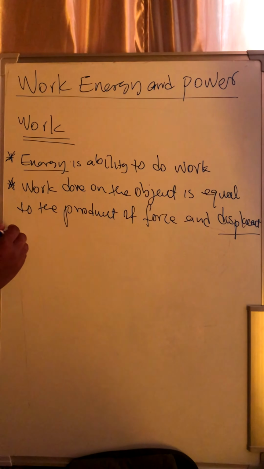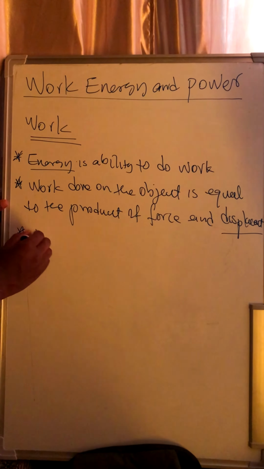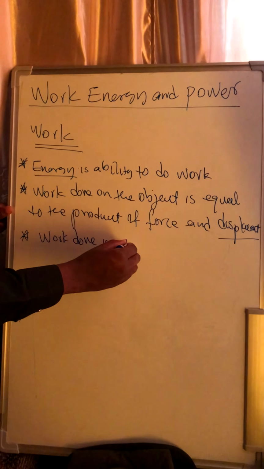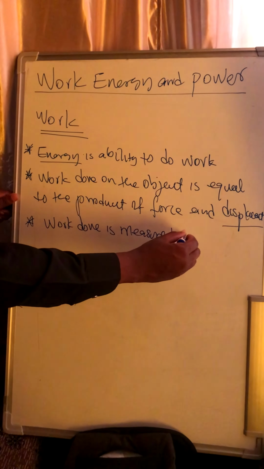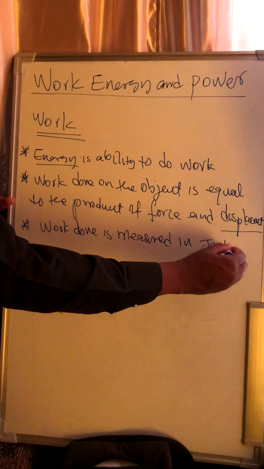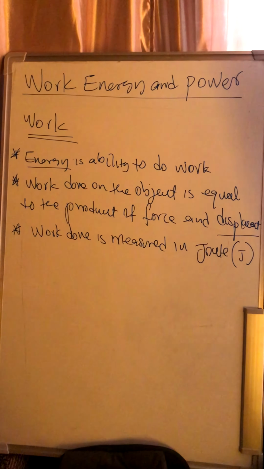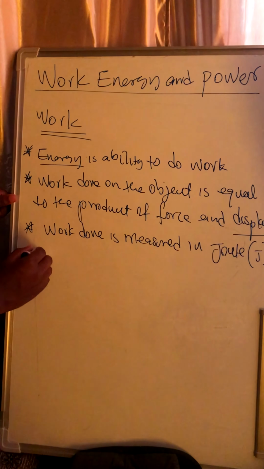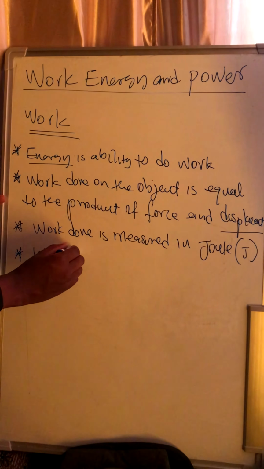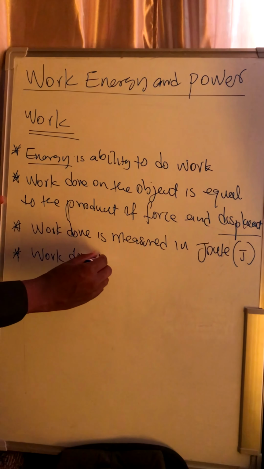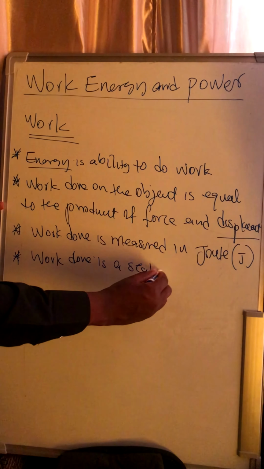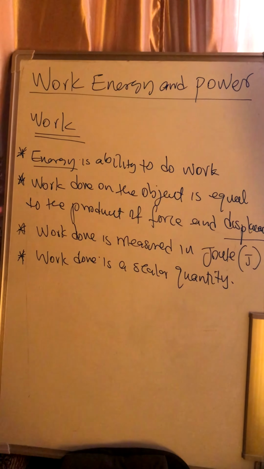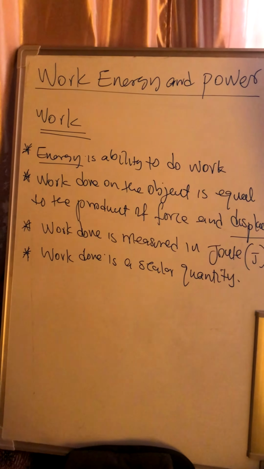So don't forget, friends, work done is measured in joules. The work done on the object is measured in joules. And then what we need to know is that work done is a scalar quantity. It does not have direction.